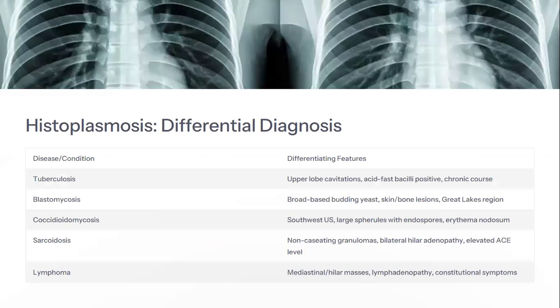Or a differential diagnosis. So as we had discussed earlier, one of the most important differential diagnoses is tuberculosis. But in tuberculosis, you get acid-fast bacilli, and there is a chronic course. And in blastomycosis, there is a characteristic yeast appearance, which is broad-based budding, and there are also skin or bone lesions. And in coccidioidomycosis, the region is different, and there are large spherules with endospores, and there is a presentation of erythema nodosum. And in sarcoidosis, there are elevated ACE levels, calcium levels are elevated. So the biochemistry is abnormal. If you see the same presentation, the biochemistry differentiates sarcoidosis from histoplasma. And lymphoma has its own symptoms.